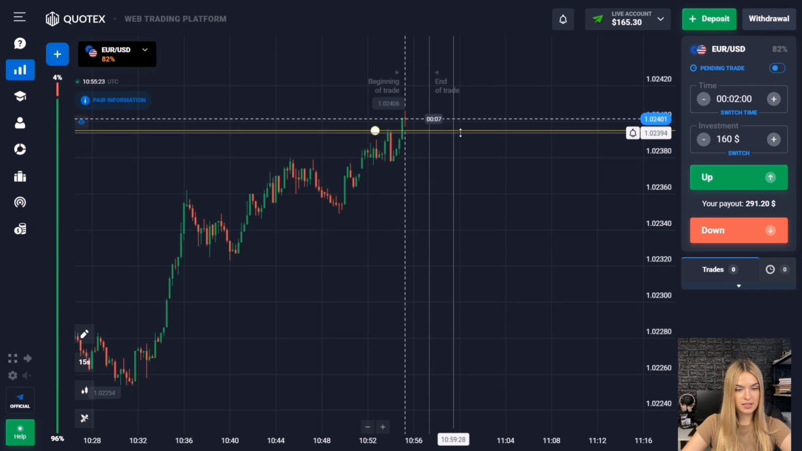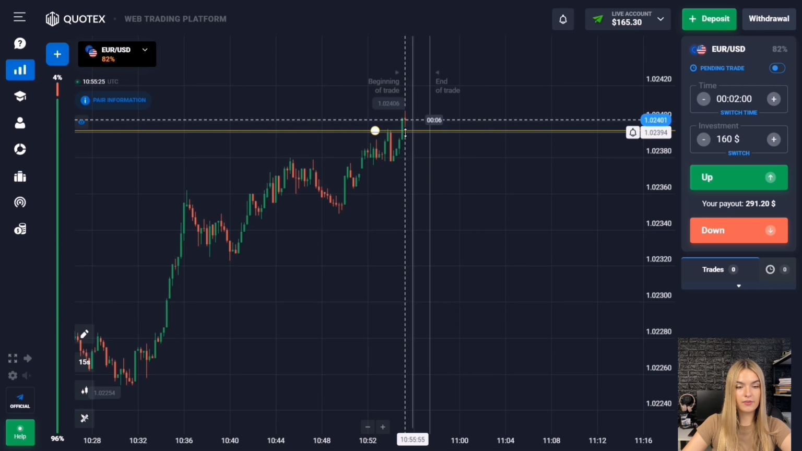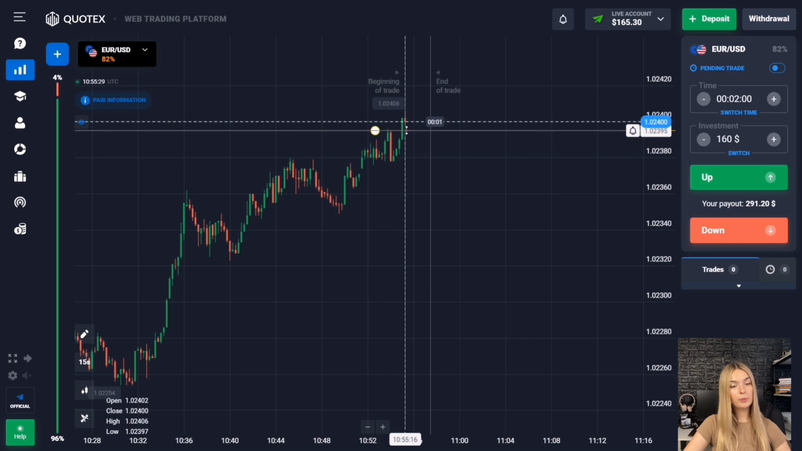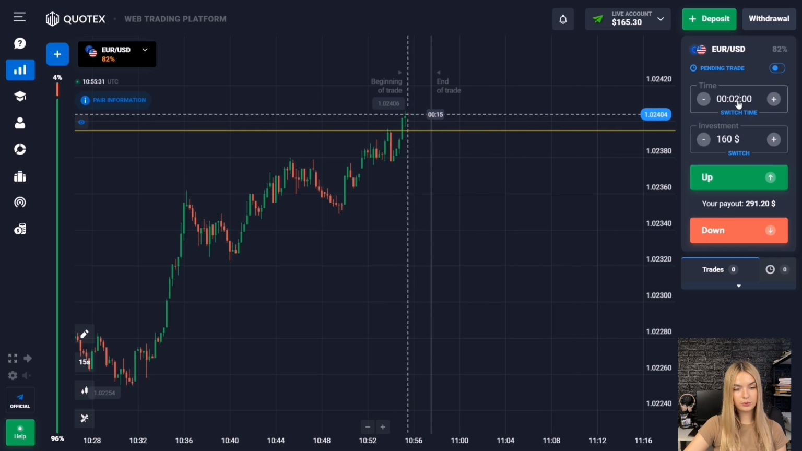Here we see the resistance level. We also see that after the level is compressed, the price is already starting to go beyond it. Here I propose to open a deal literally for 1 minute to increase.